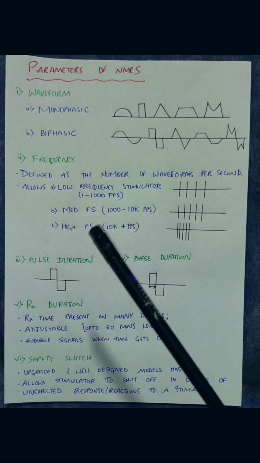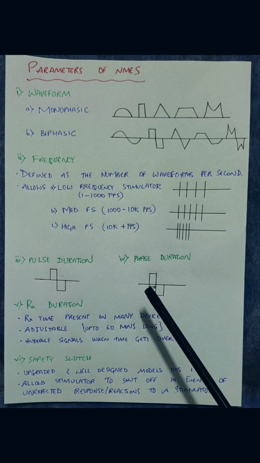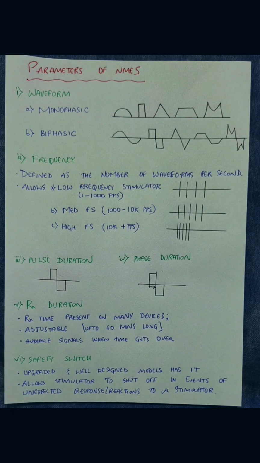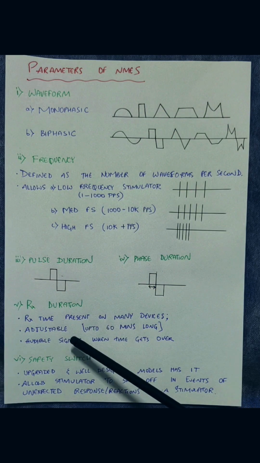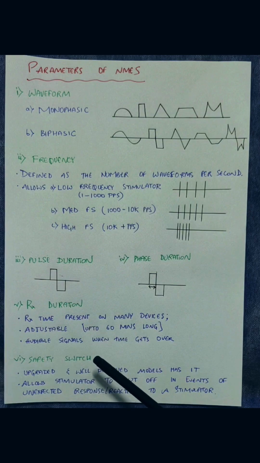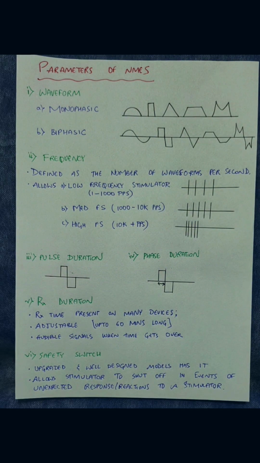The duration of one complete biphasic waveform is the pulse duration. The duration of a single phase of the pulsed current or waveform is the phase duration. The treatment time present on many devices is seen via the treatment duration, which can be adjustable up to 60 minutes. In some devices there is an audible signal that tells you when the time is over. There's a safety switch in upgraded and well-designed models nowadays, and this allows the stimulator to shut off in the event of unexpected responses or reactions to the stimulator.